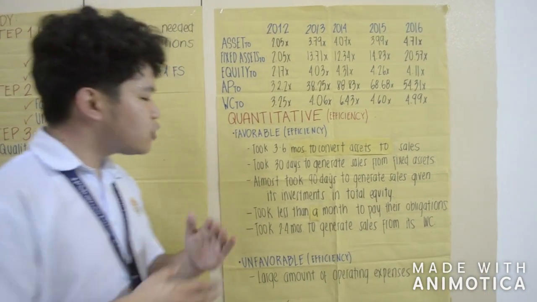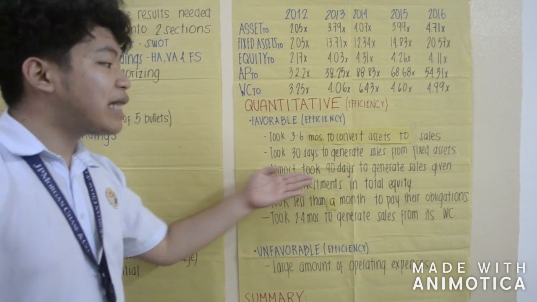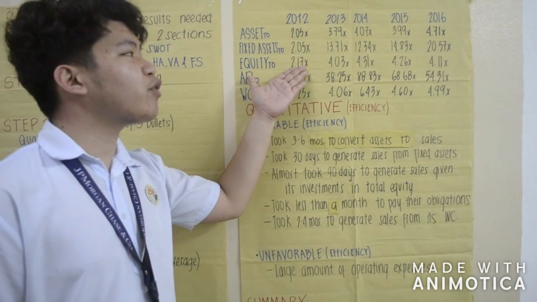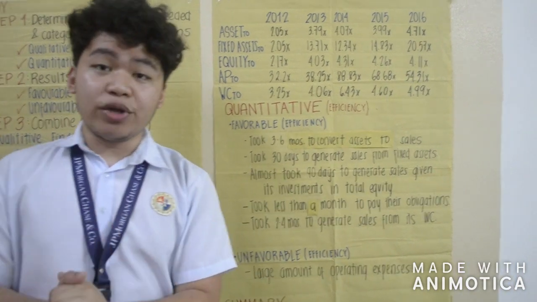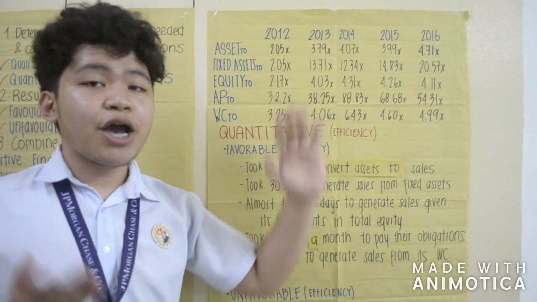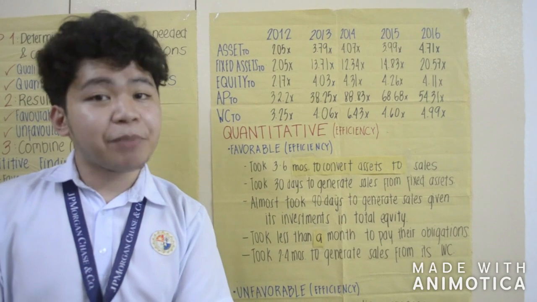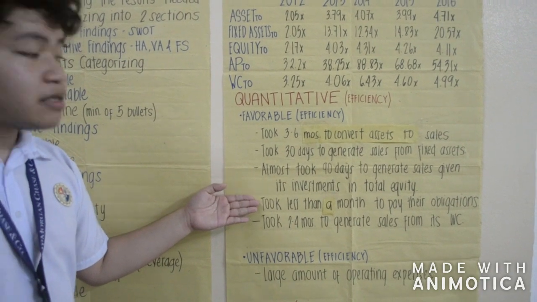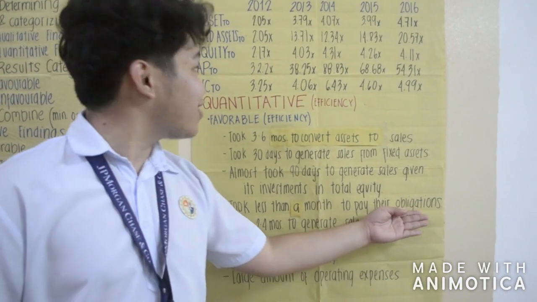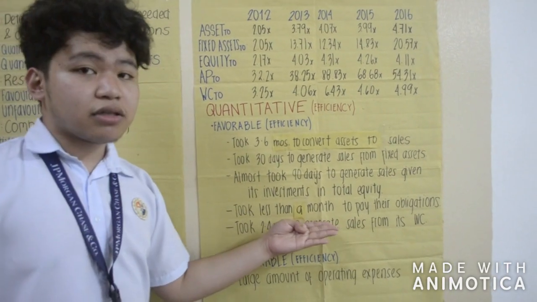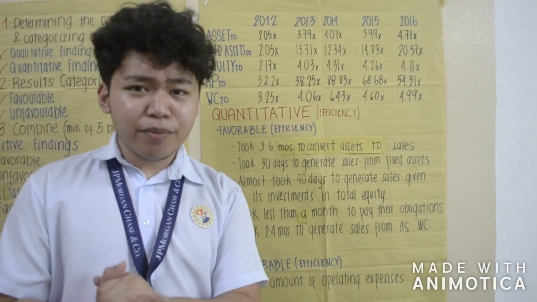Third, Ping Ping Lechon took almost 90 days to generate sales given its investment in total equity. Even though the equity increased, the equity turnover does not massively increase or decrease. Why? Because the net sales, or the revenue, of the company has also increased. Fourth, the Ping Ping Lechon restaurant took less than a month to pay their obligations, which means the company does not heavily rely on its obligations. That's why they took less than a month to pay, which is highly favorable for the company.